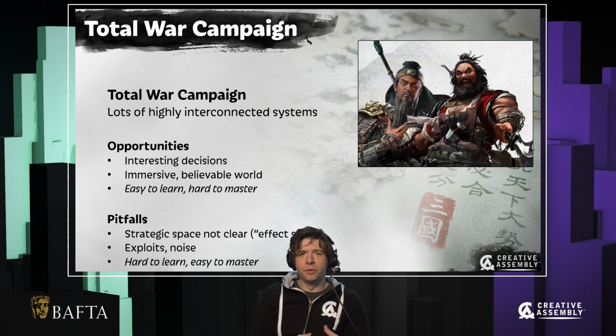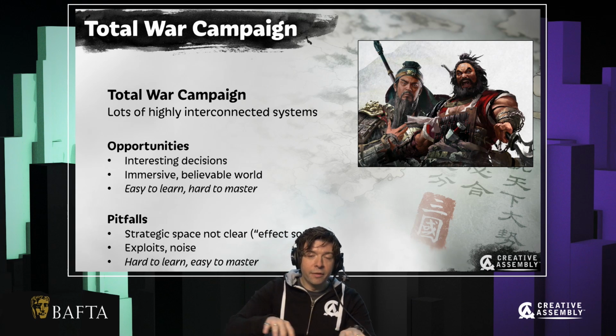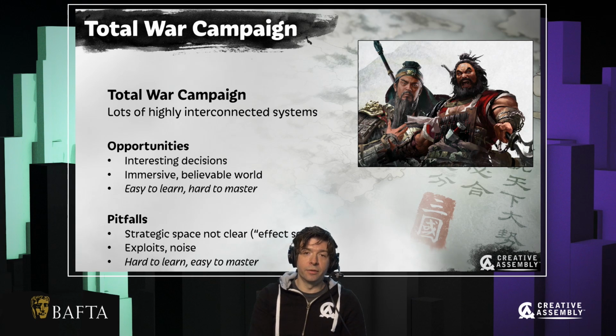That can contribute to what we call the effect soup, where a lot of systems are impacted by a lot of other systems, and it's not really clear why or how. Equally, exploits can be really hard to detect in these interconnected systems, or some systems might not actually be as impactful as you want and just be background noise. So in the worst case, it's really hard to learn and really hard to navigate through the jungle of systems, and then in the end it's super easy to master because it's actually quite simple.